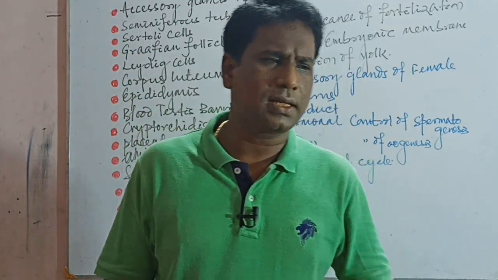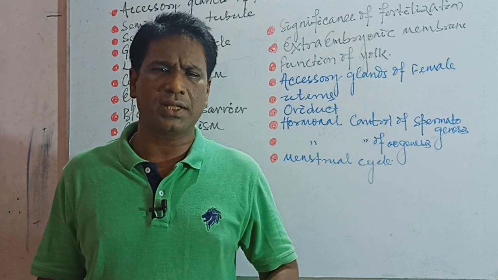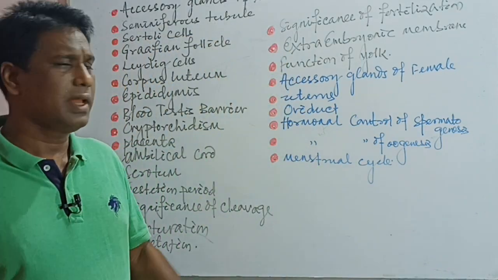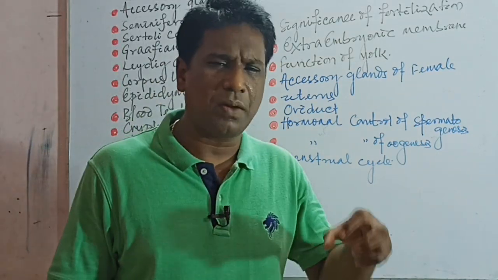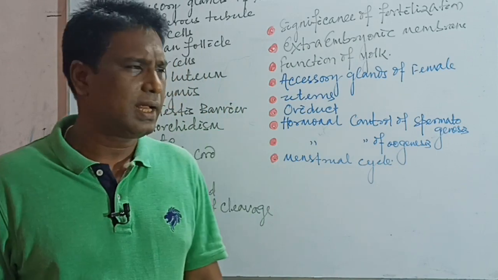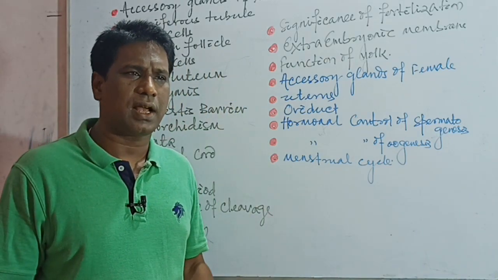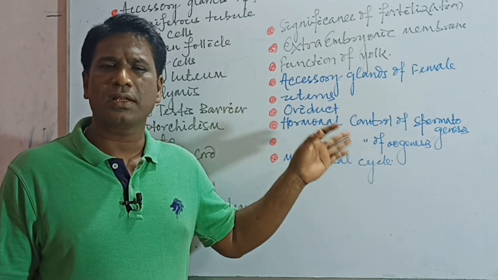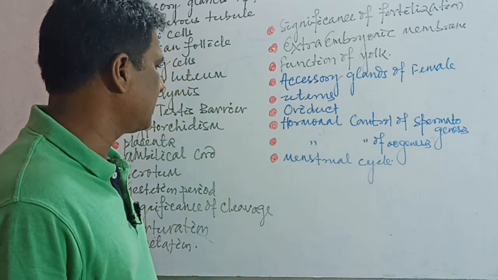Next one is hormonal control of oogenesis. Same process. Gonadotropin releasing hormone secreted from the hypothalamus stimulates the anterior lobe of the pituitary for secretion of FSH and LH. FSH helps in development of the ovarian follicle and LH brings about the secondary sexual characters, as well as it stimulates the corpus luteum for secretion of progesterone to maintain the pregnancy.